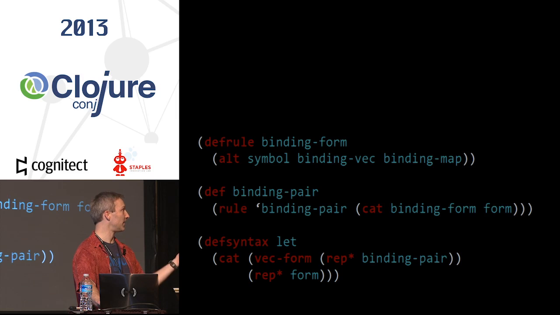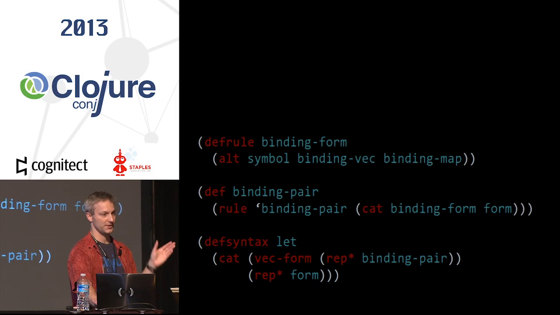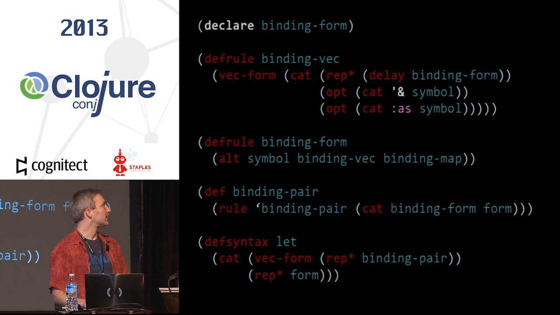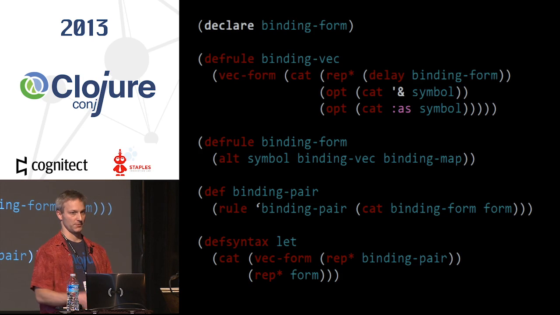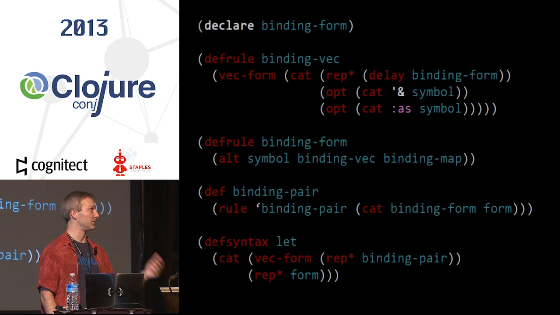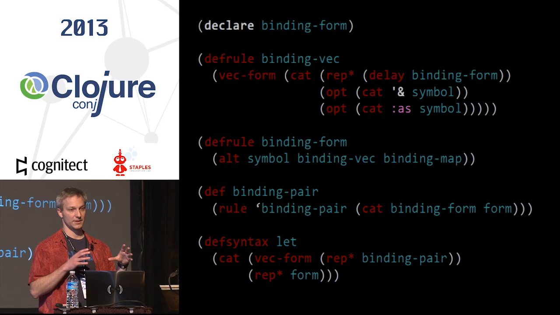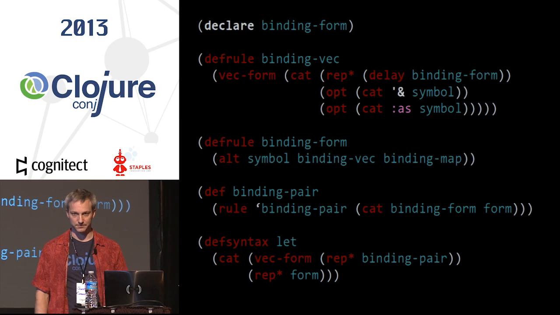And it is defined as the alternation between either a symbol or binding vec or binding map. So the last one I'm going to look at is binding vec. And it looks like this. As you can see, it's a vec form, so it's some kind of literal vector. Inside it is the concatenation of 0 or more binding forms, followed by an optional symbol ampersand, followed by a symbol, followed by an optional keyword as, followed by a symbol.